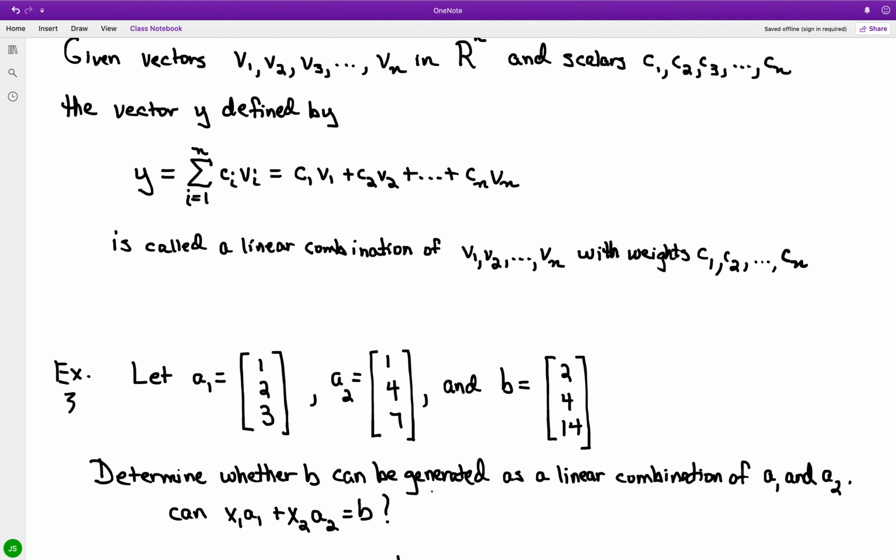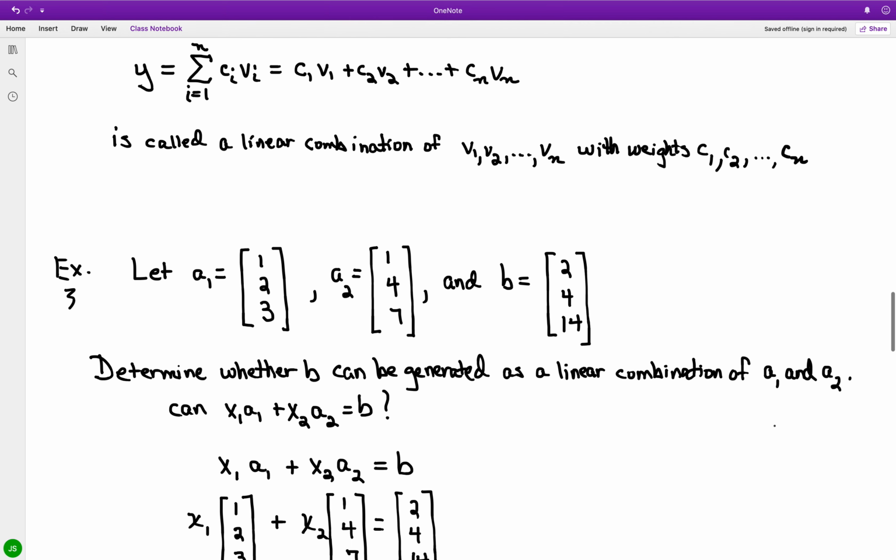And it says here to determine whether our vector b, kind of serving the same purpose as what we have with y, but with the letter b instead, can be generated as a linear combination of a1 and a2. In other words, it's asking can we have the weights x1 and x2 applied such that x1 times a1 plus x2 times a2 is equal to b.